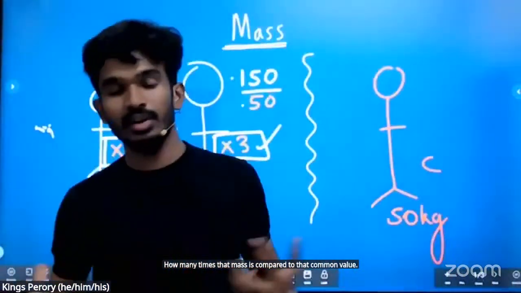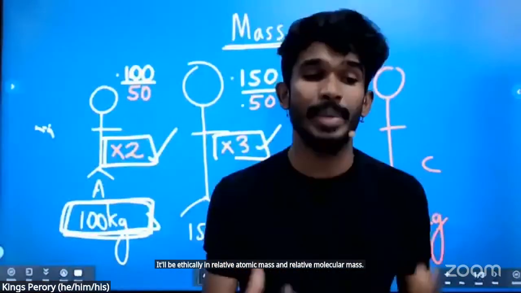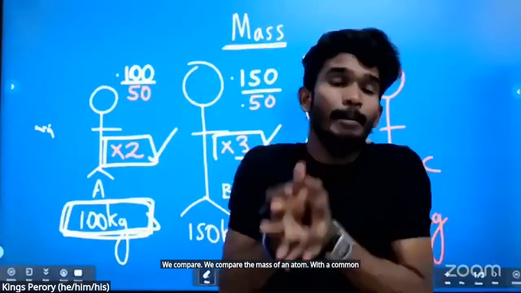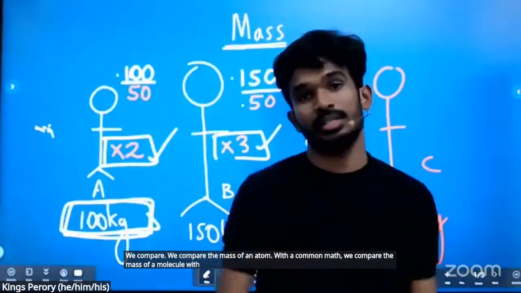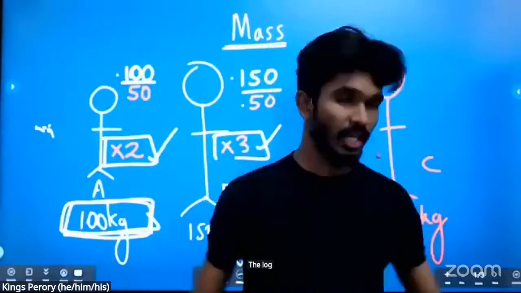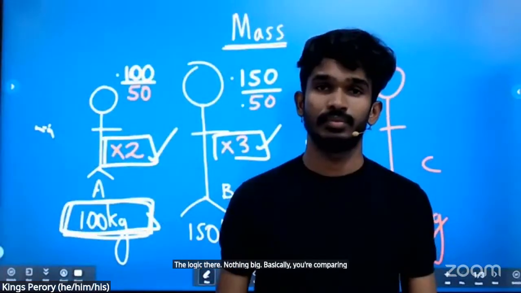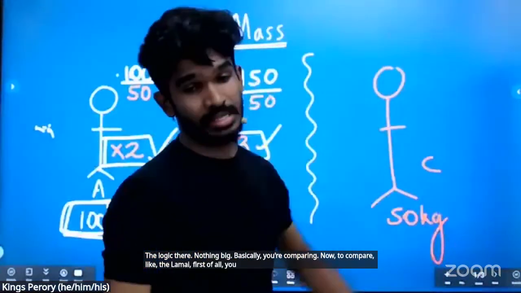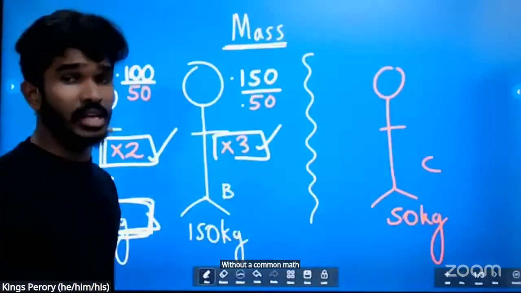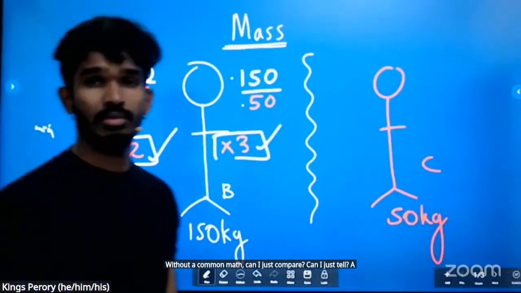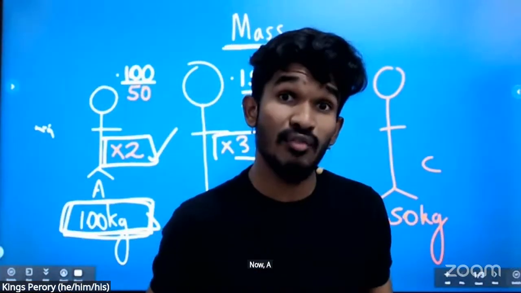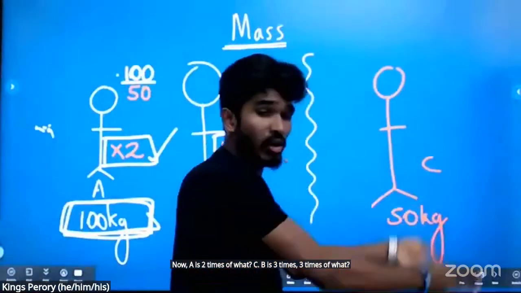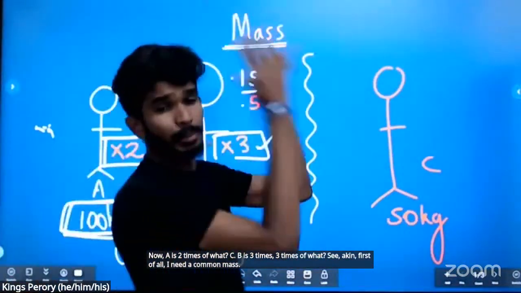So basically in relative atomic mass and relative molecular mass, we compare the mass of an atom with a common mass, and the mass of a molecule with a common mass. That's the logic there. Nothing big. Now, to compare like that, first of all, you need a common mass. Without a common mass, can I just tell A is 2 times? No. A is 2 times of what? C. B is 3 times of what? First of all, I need a common mass. For this concept, I need a common mass.